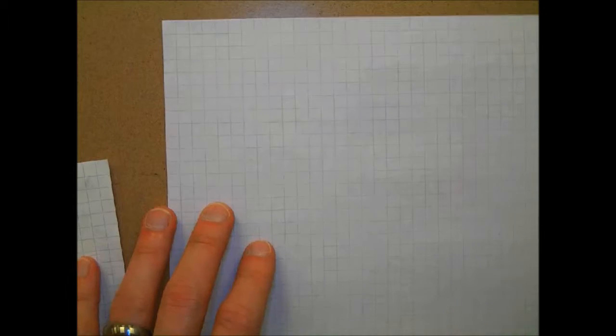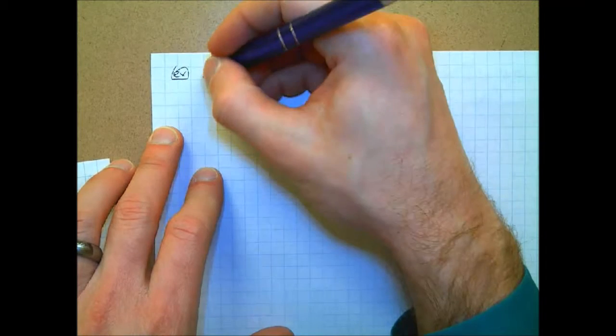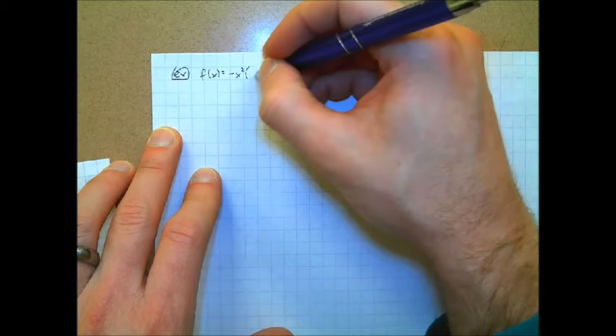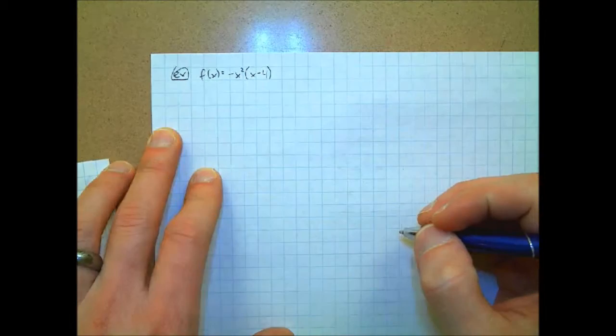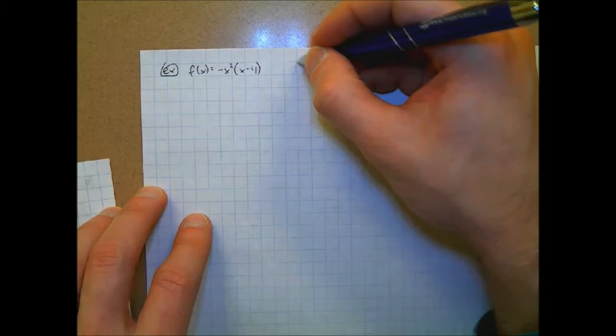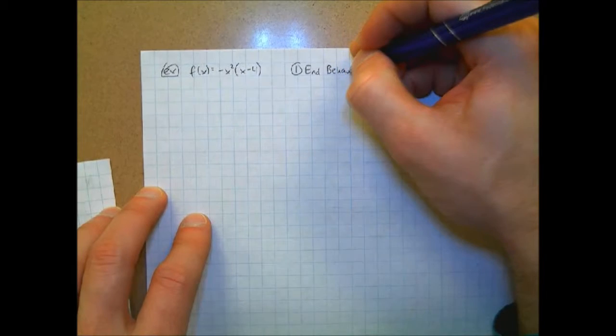All right, so I'm going to do one more here, and I'll do f of x equals negative x squared times the quantity x minus 4. Okay? So another polynomial here. Again, we'll identify the end behavior first.